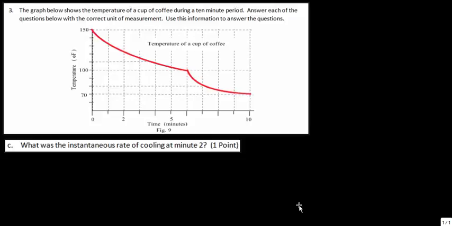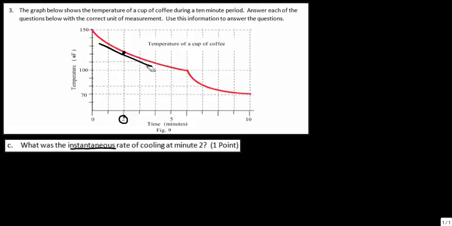For problem 3C, we need to find the instantaneous rate of cooling at 2 minutes. So let's go ahead and find 2 minutes on our graph. Minutes is on the x-axis, so here's 2. We go up to this point right here. Now we want the instantaneous, which means the exact value, or you can think about it as tangent. So we want this guy right here.